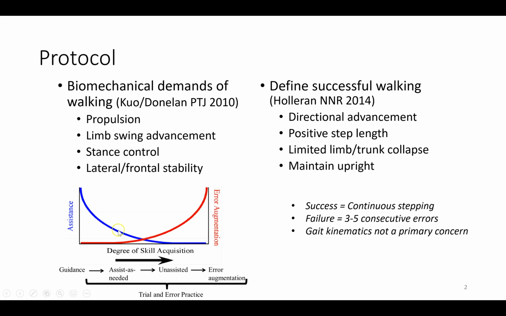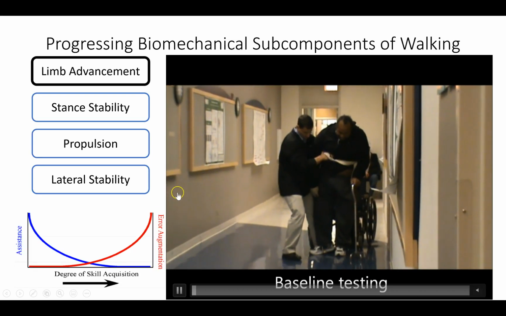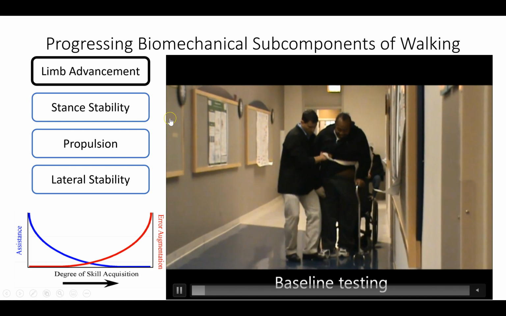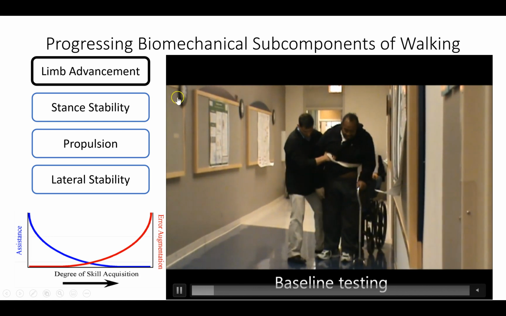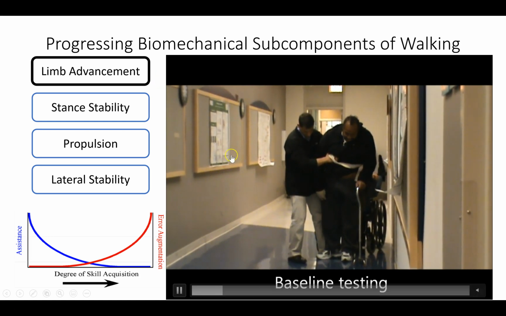So even as they are still working on getting good at the particular task, they're starting to introduce errors or mistakes into that aspect of their walking. So you can think about this figure for each of these subcomponents. So I'm going to give an example. With this particular gentleman, he has a lot of issues with his walking. We're only focusing on limb advancement.